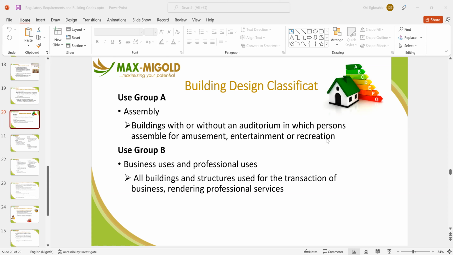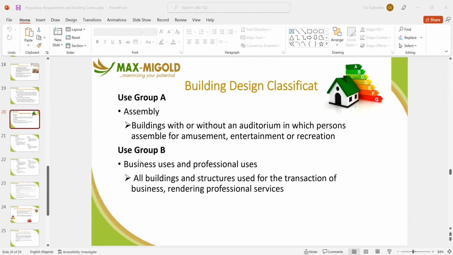Buildings with or without an auditorium, in which people assemble for amusement, entertainment, or recreation. It's referred to theaters, to big halls where events happen for several purposes.